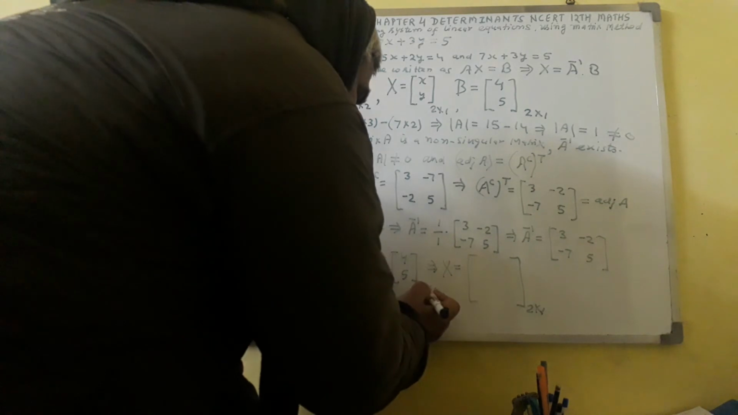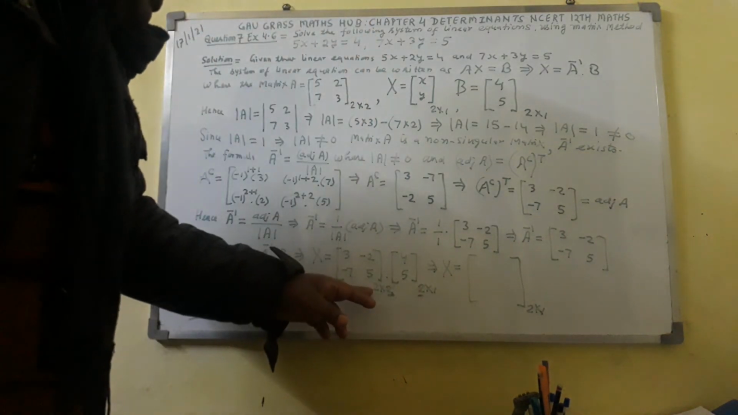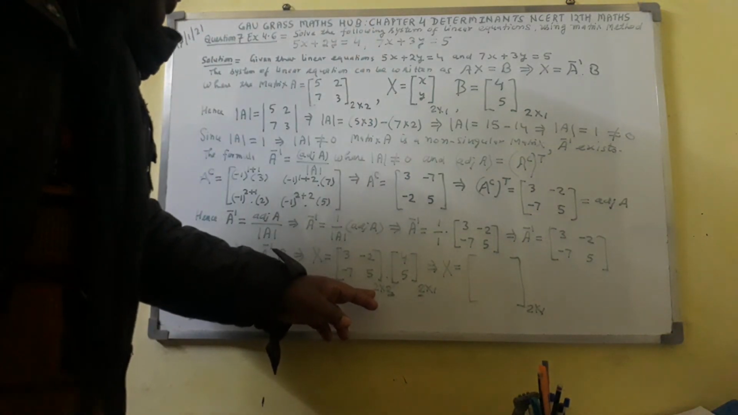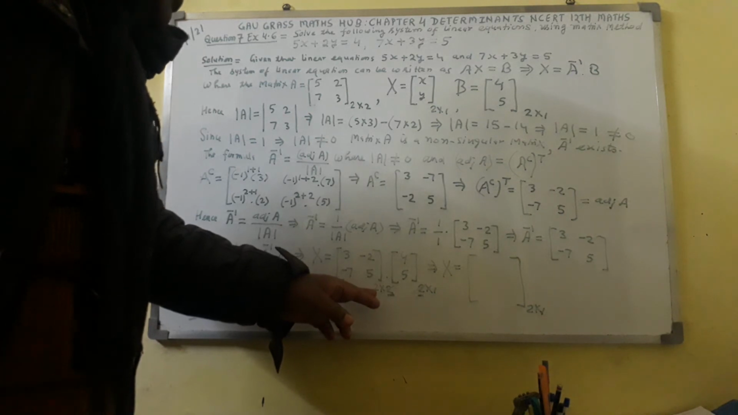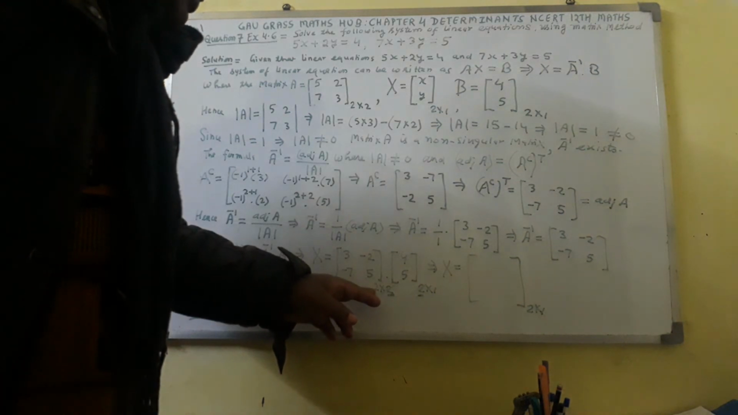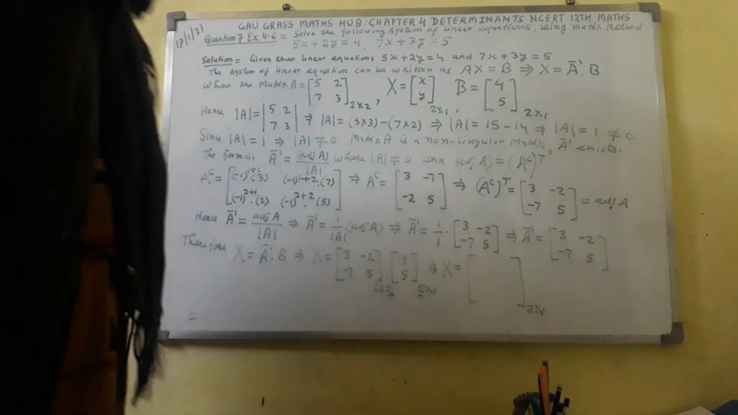2 cross 1. The new matrix I shall form here, order will be 2 cross 1, because this one will be cancelled out. You will get the order of new matrix. After multiplication, you will get 2 cross 1. 2 cross 1 I shall write.